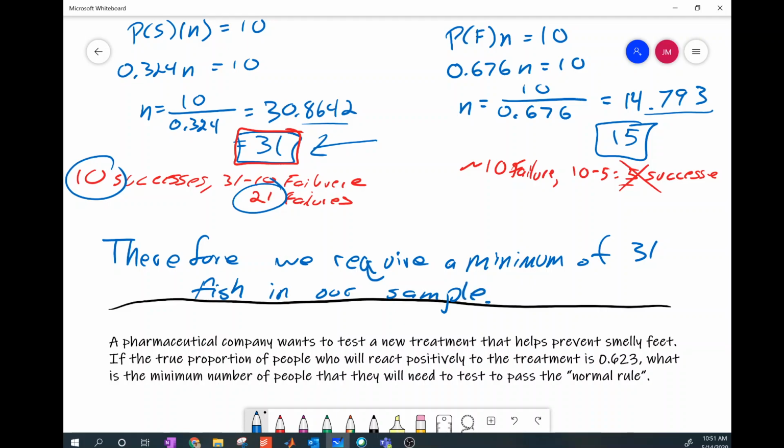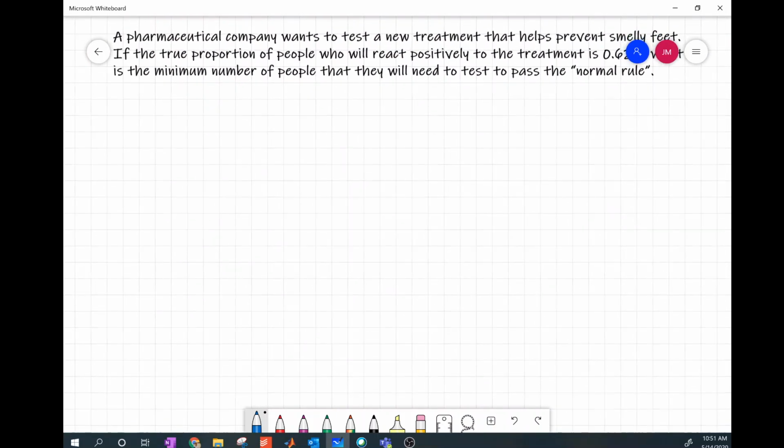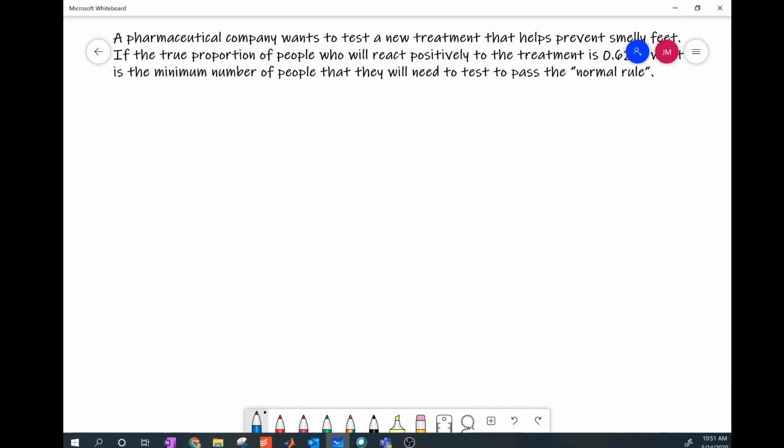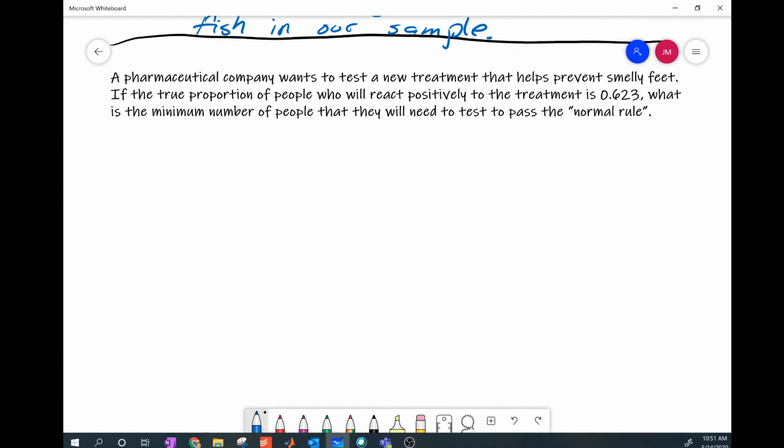Let's take a look at this example and see if it passes the normal rule. So a pharmaceutical company wants to test a new treatment that helps prevent smelly feet. If the true proportion of people who react positively to the treatment is 0.623, what is the minimum number of people that they will need to test to pass the normal rule? Okay. So the proportion of people who will react positively is 0.623, so that's our probability of success, which means our probability of failure is 0.377.